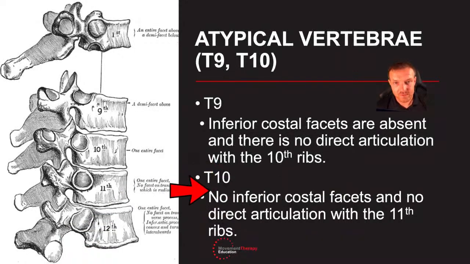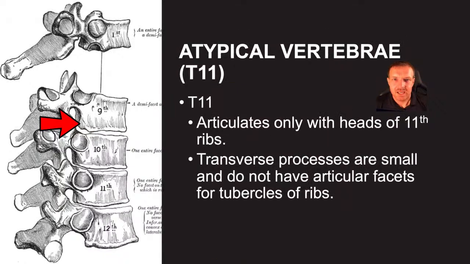And also with rib 10, there's no direct articulation with the 11th rib, okay, because usually there is, and there isn't with the 10th rib either, with T9. So usually because it shares a joint, you've got a bit shared with the vertebra above and below, but from T9 down, there isn't, okay. T11, so this one articulates only with the head of the 11th rib, so just there. And the transverse processes are small and do not have articular facets for tubercles of the rib. So have a look at that.